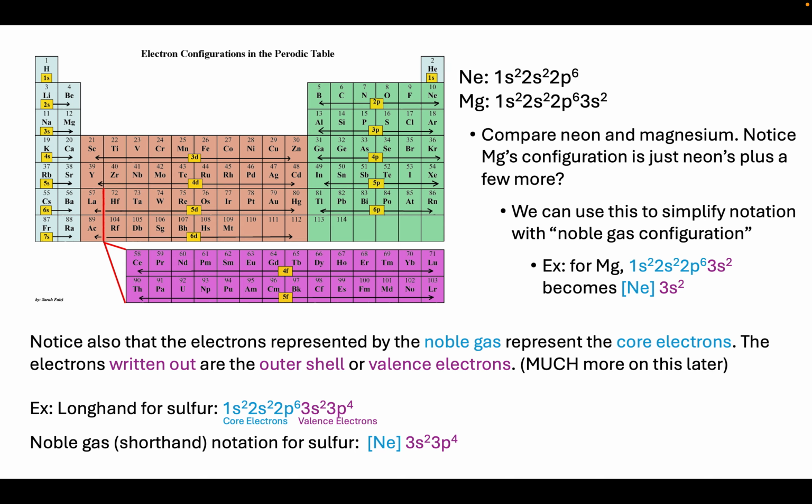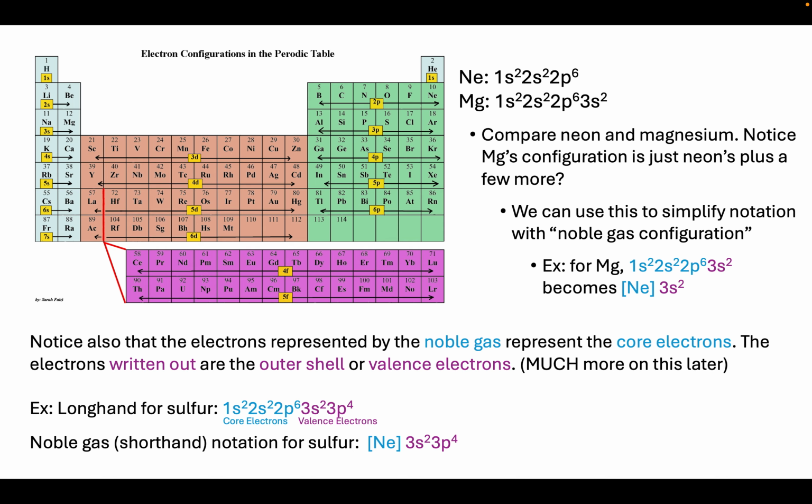So we have a shorthand for making it a little bit easier to write out. Compare neon and magnesium that we just did. Obviously, on the pathway to neon and the pathway to magnesium's full electron configuration, the first part of it is all the same because we have the same number of electrons in the beginning. The only difference is that magnesium has 2 additional electrons that we had to distribute. So one way of showing this is what we call noble gas configuration, or shorthand notation.